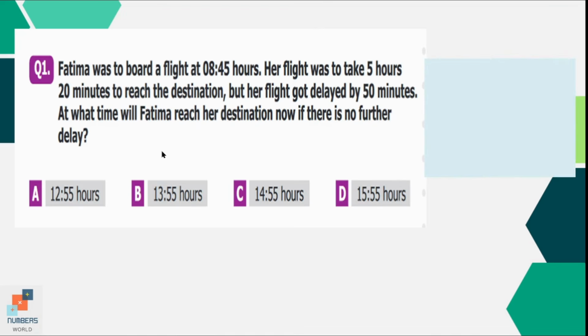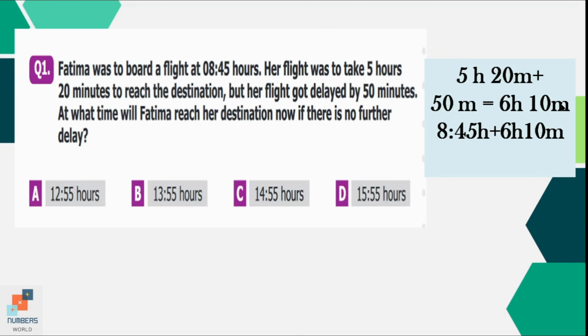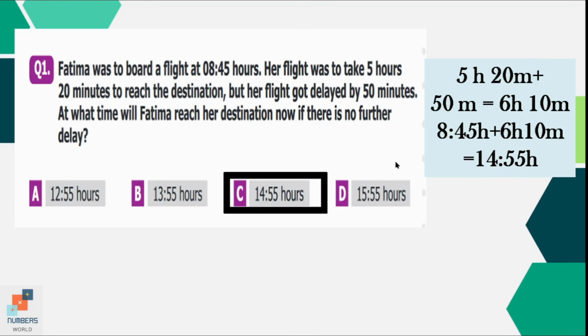So the flight was to take 5 hours and 20 minutes, but it got delayed 50 minutes more. So the total time it will take now will be 6 hours and 10 minutes. The flight time was 8:45 hours, so we will add 6 hours and 10 minutes to it. Now Fatima will reach her destination at 14:55 hours. So option C is the correct option here.